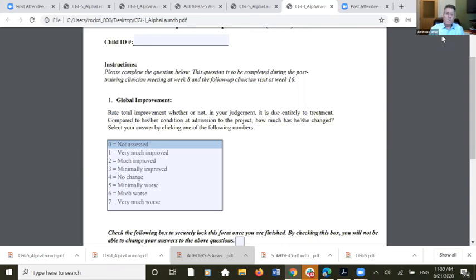A 5, minimally worse, would again be, yeah, they're a little bit worse. The symptoms are a little worse, but it's not necessarily making the impact that much worse. A 6, much worse. Clearly, there's been an increase in the symptoms or their degree of impairment or distress. And a 7, very much worse, of course, would be a very significant worsening of the condition.